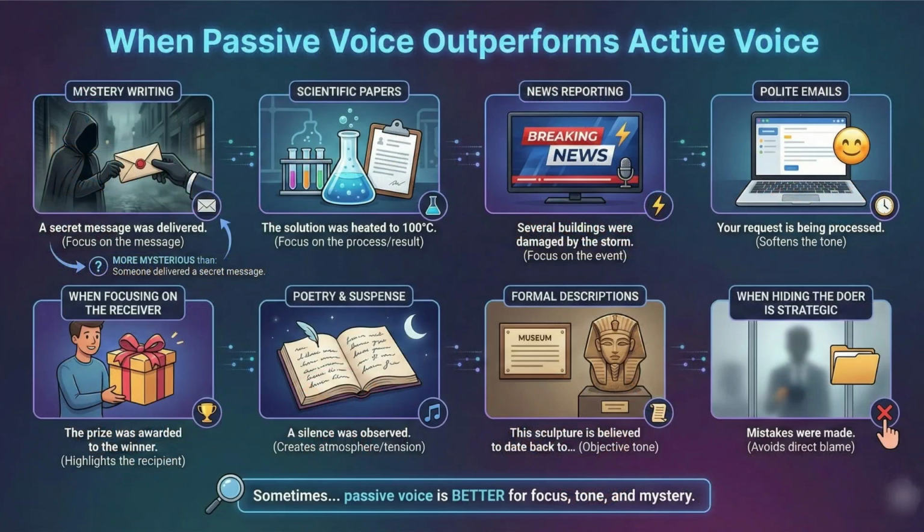Now let's discuss when passive voice outperforms active voice. Let's flip the narrative. Passive voice is not always weaker. Sometimes it's better. Mystery writing, scientific papers, news reporting, polite emails, when focusing on the receiver. Poetry, suspense, formal descriptions, when hiding the doer is strategic. Example, a secret message was delivered. Much more mysterious than, someone delivered a secret message.